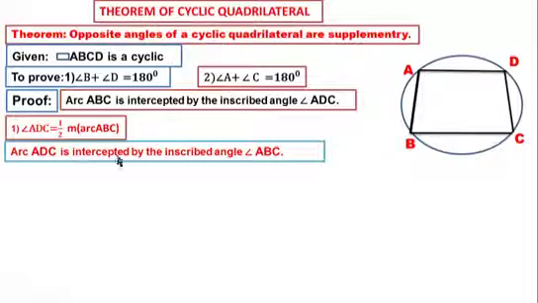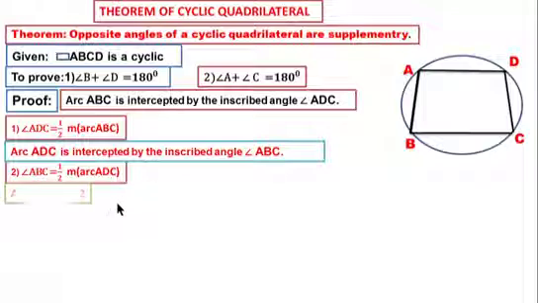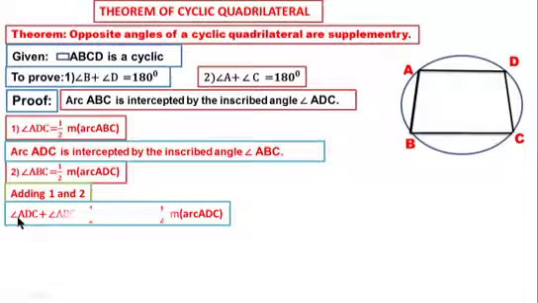Arc ADC is intercepted by the inscribed angle ABC. Statement number 2, angle ABC is equal to 1/2 measure of arc ADC. Adding 1 and 2, angle ADC plus angle ABC is equal to 1/2 measure of arc ABC plus 1/2 measure of arc ADC.